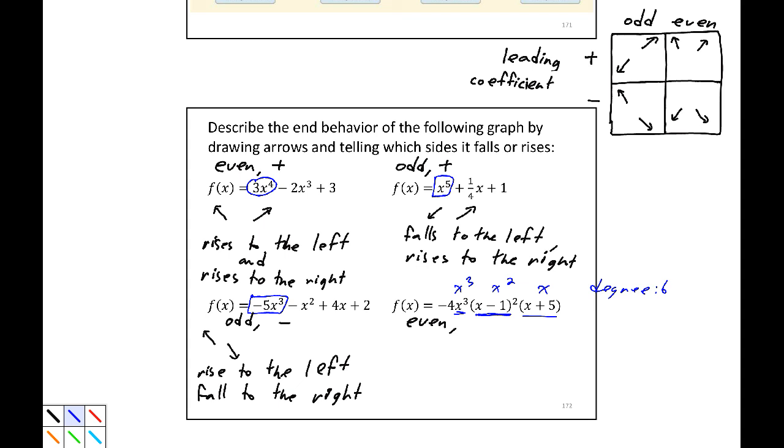Now for the leading coefficient, we want to notice that we have a negative 4. This is a positive 1 and a positive 1. And so because that middle factor is squared, this would be negative 4 times 1 times 1 times 1 for that last. So that would be a leading coefficient of negative 4. So this is negative. Even degree, negative leading coefficient means that it falls to the left and to the right. Falls to the left, falls to the right.